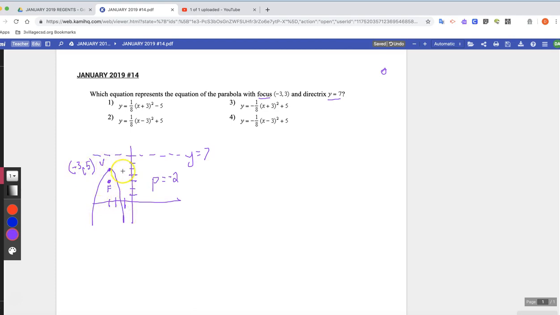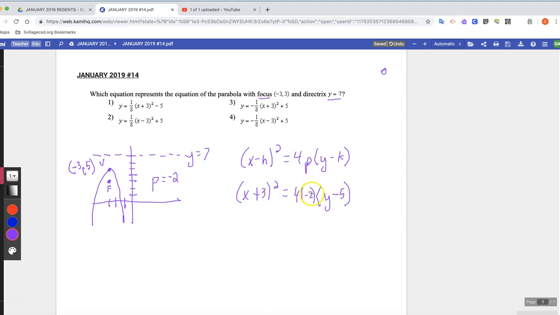So now that we know the vertex and the p-value, we can use the general formula to write the equation of our parabola when we're dealing with the focus and directrix. And this is our equation right here. Remember, (h, k) are the coordinates of our vertex, so I'll plug those in. Since the x-coordinate is negative 3, I'll write (x + 3) squared. Since p is negative 2, we'll have 4 times negative 2. And k being the y-coordinate of the vertex, which is positive 5, I'll write (y - 5).